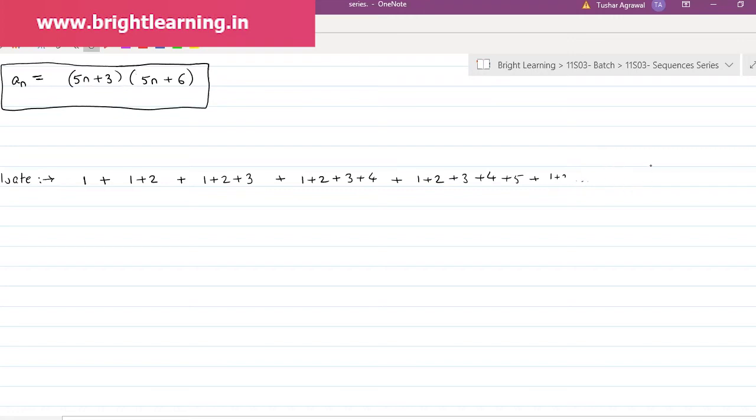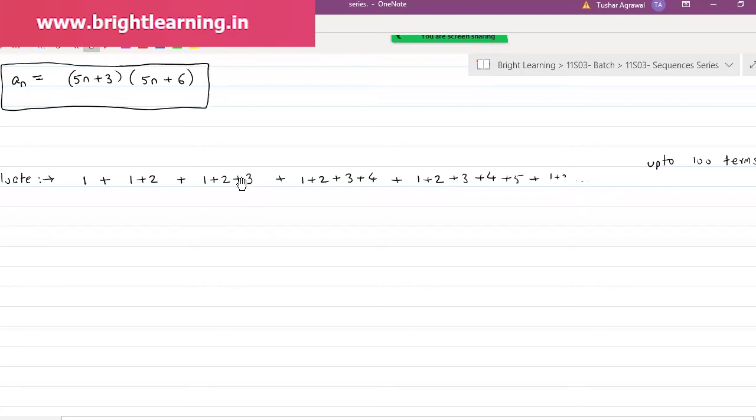Let's say up to 100 terms if I give you. Don't be under the impression that this will go to something like 1 plus 2 plus 3 plus 4 plus 5, and last it will go 1, 2, 3, 4, 5, 6, 7, and up to 100. See, if I give you one term only, it comes up to 1. If I give you 2 terms only, it goes up to 1 plus 2. If I go up to 3 terms only, 1 plus 2 plus 3.